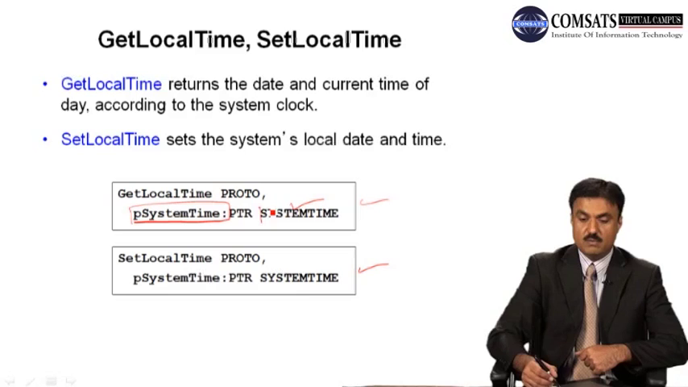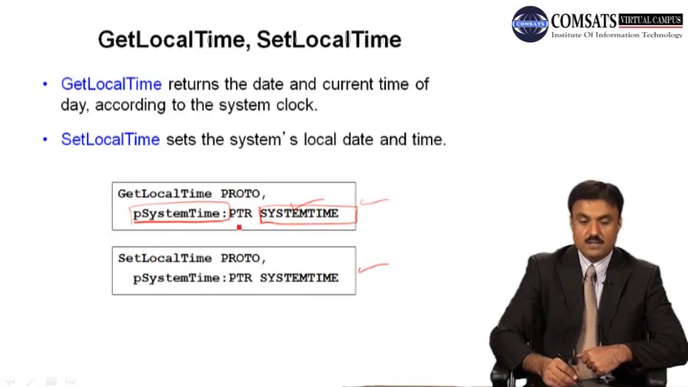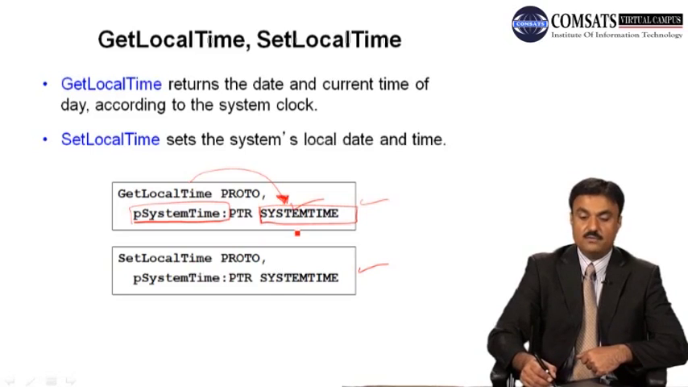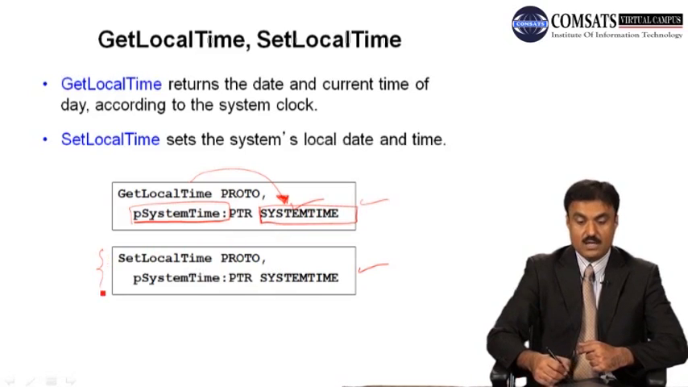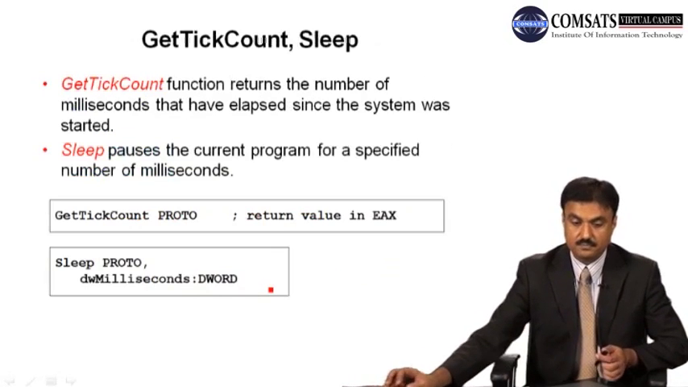This structure will be passed as an argument to this function, and when you pass this argument, this function will write all the member information. After that, if you want to see what the date and time are, you look inside the members. We will see what the members of the SYSTEMTIME structure are. For SetLocalTime, whatever values you have defined for the members of this SYSTEMTIME structure will be written into the system clock.